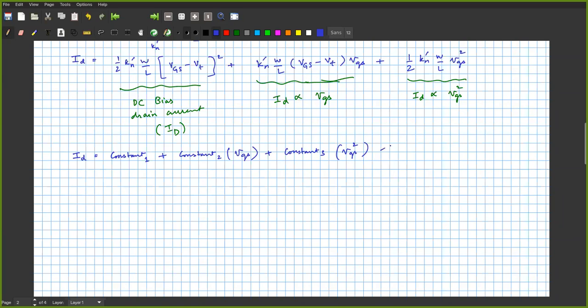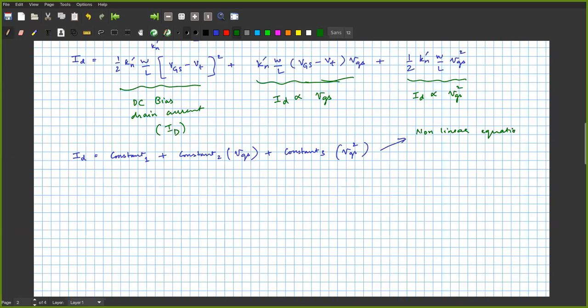Now, if you observe this equation, is it a linear equation or a non-linear equation? Non-linear, sir. Why is it non-linear? Because you have this constant 3 into VGS square term. So this is actually a non-linear term, a non-linear equation.